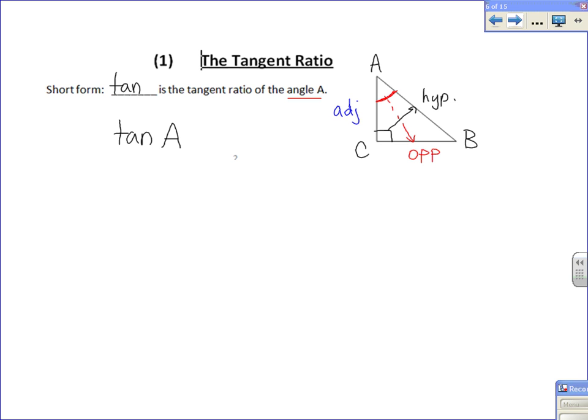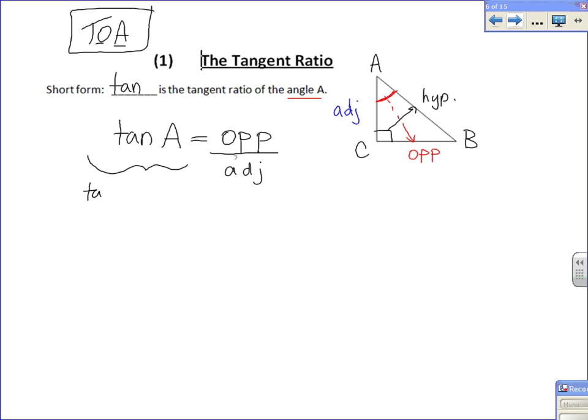So the tangent ratio of A is equal to the opposite side divided by the adjacent side. SOHCAHTOA. TOA helps us remind ourselves that tangent is equal to the opposite over the adjacent side. What this means, the tangent of A, simply means the tangent ratio of the angle A.